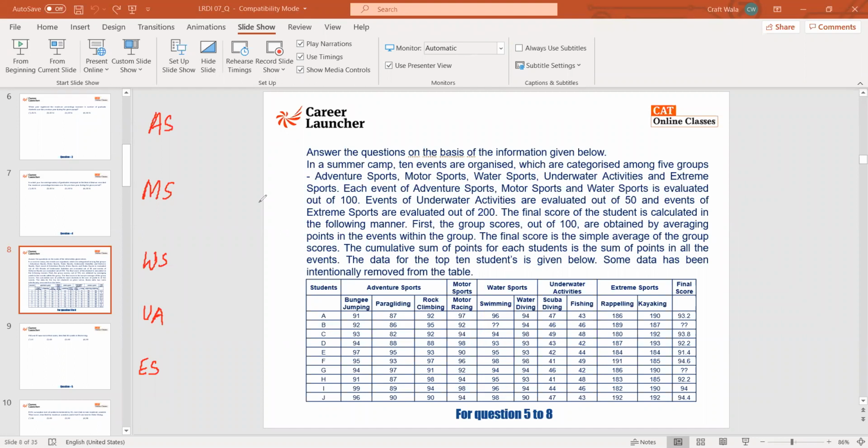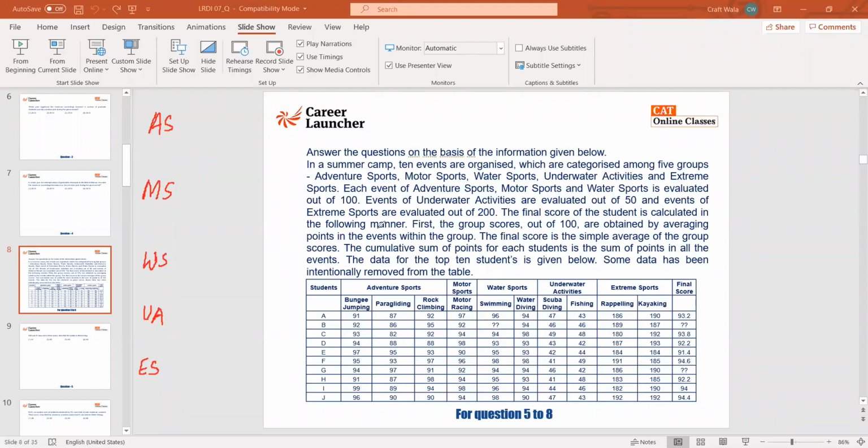What is given here is that in a summer camp, 10 events are organized under various categories: adventure sport, motor sport, water sports, underwater activities, and extreme sports. Motor and water sport is evaluated out of 100. So the base for each of these sports is given. Some are out of 50, some are out of 200. We can make that out from the scores also.